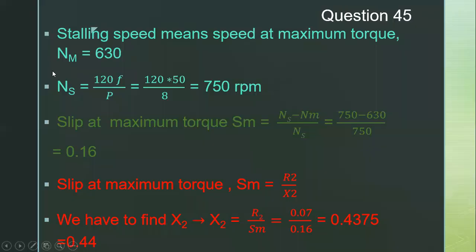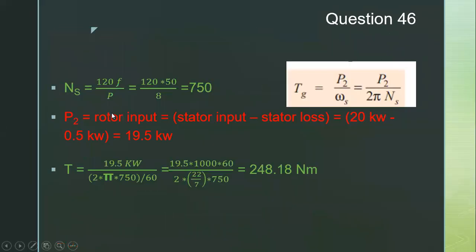So we can go through the explanation. What is the torque equation? Gross torque is equal to P2, the rotor input, divided by ωs, or P2 divided by 2π into Ns. Note that Ns must be in RPS, revolutions per second; to convert from revolutions per minute, you have to divide by 60. So to find the torque, P2 divided by 2π into Ns.